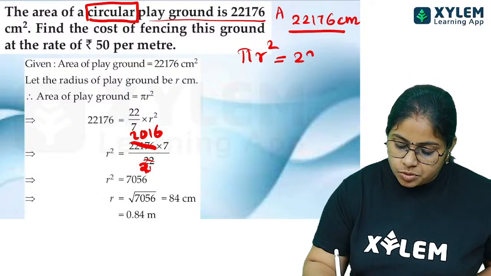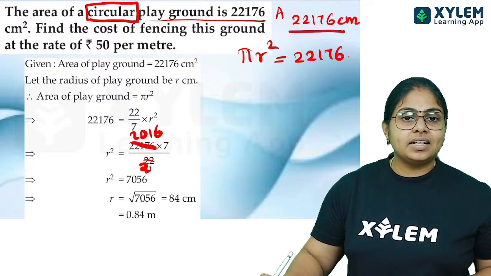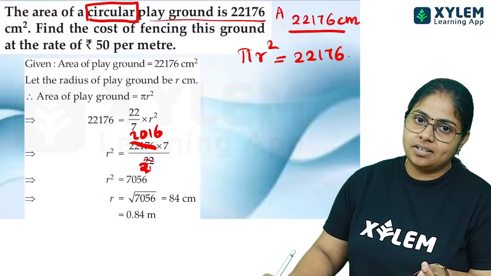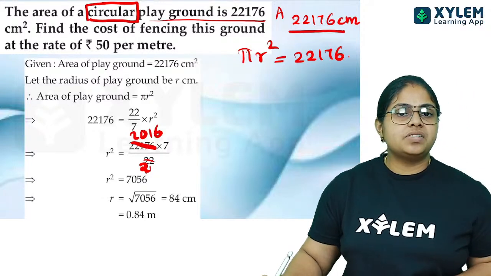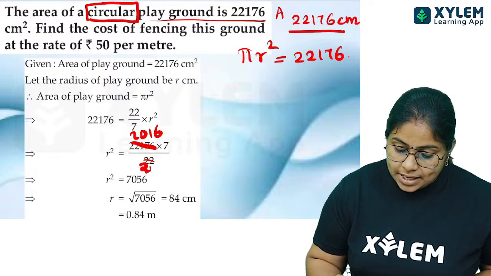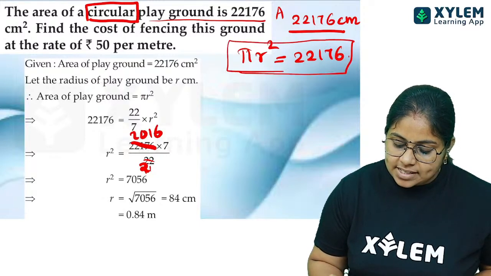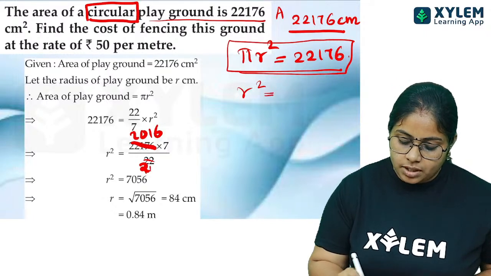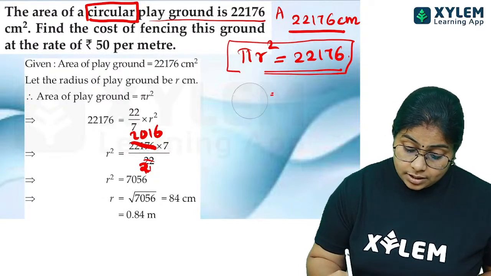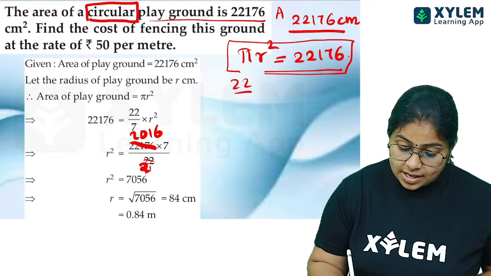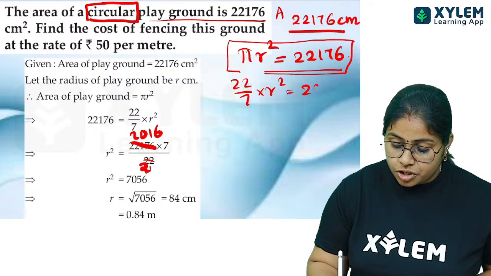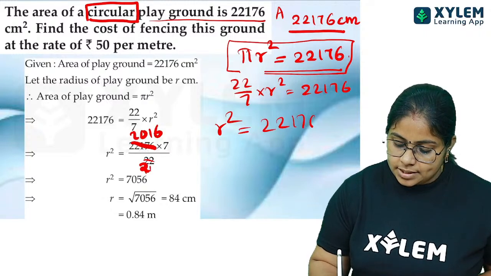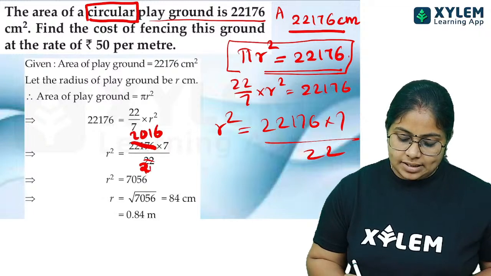Okay, 22,176, only this one value is given to us there, right? Radius we must find out for finding the perimeter. Okay, so first of all from here you must find out the radius, and that is what pi r square is equal to 22,176 we wrote. From here, we can write 22 by 7 into r square is equal to 22,176. So r square is equal to 22,176 into 7 by 22. It will come like this, right? Then cancellation is possible.